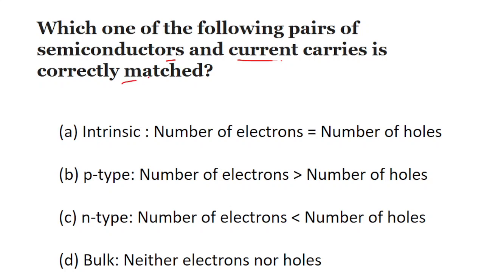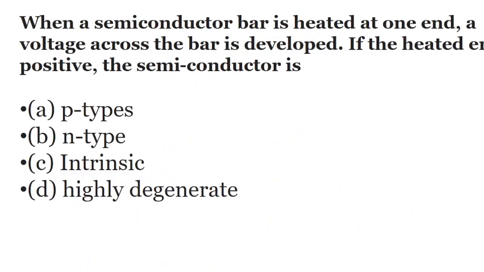Option A is intrinsic, number of electrons is equal to number of holes. B, p-type, number of electrons greater than number of holes. Then n-type, number of electrons less than number of holes. D, bulk, neither electron nor holes. So option A is the right answer. Number of electrons must be equal to the number of holes. So move on to next question.